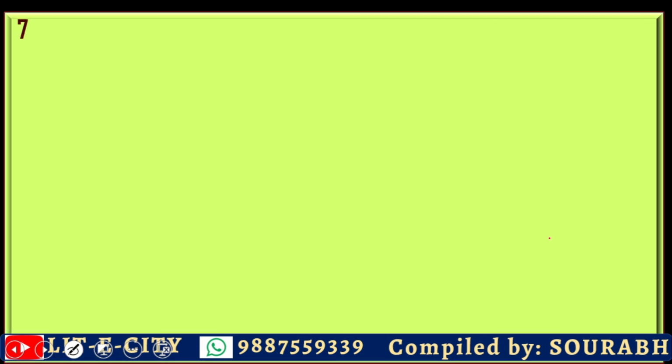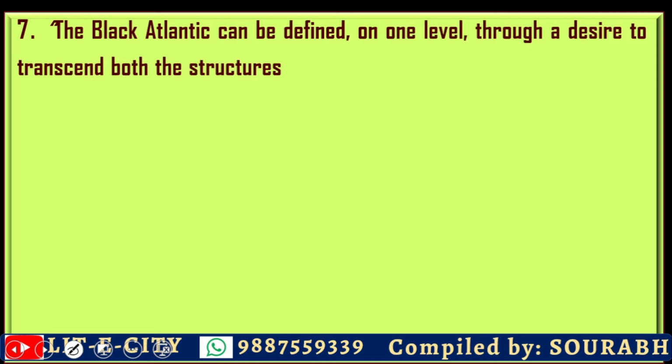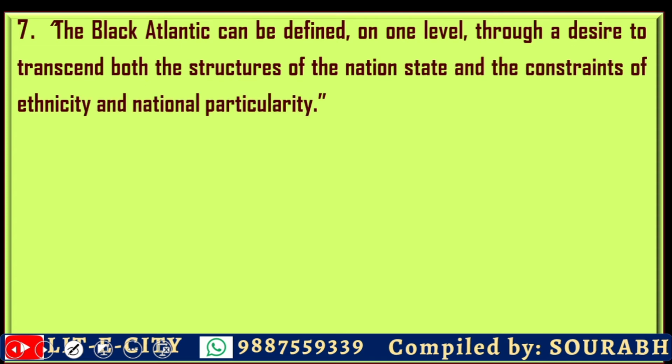Our next question, dear friend: the Black Atlantic can be defined on one level through a desire to transcend both the structures of the nation state and the constraint of ethnicity and national particularity. So the Black Atlantic, the writer is talking about this term and saying that it is beyond, it is meta-national.